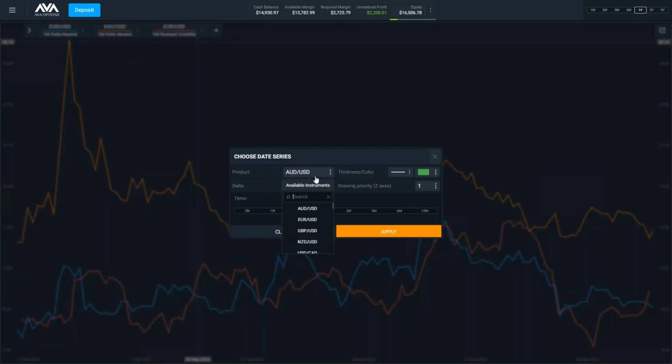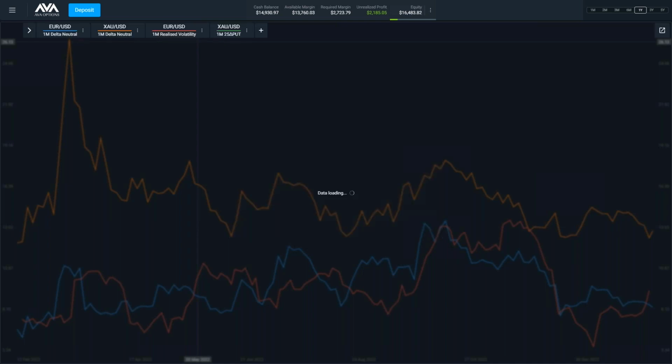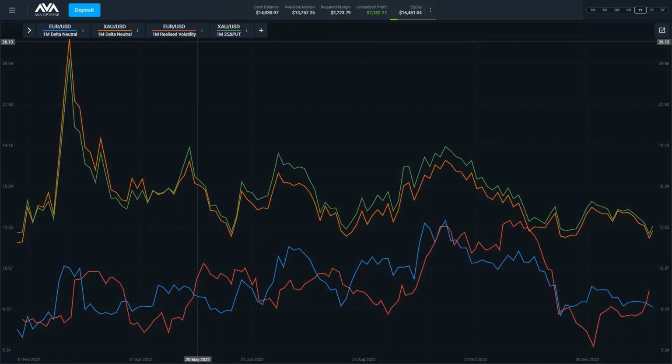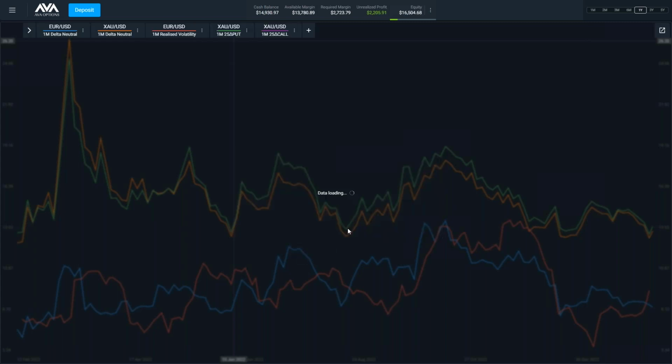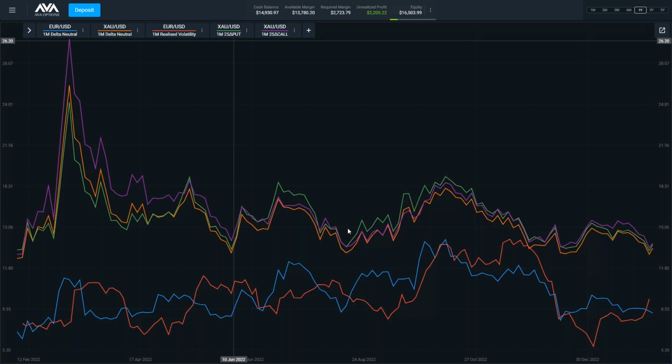I can also look at the volatility of out of the money options. Let's look at gold puts, for example. 25 delta puts on gold trade at a higher volatility than the at the money, and 25 delta calls on gold also trade at a higher volatility. I'm going quickly, but this is all being recorded. You can come back and see it another day.